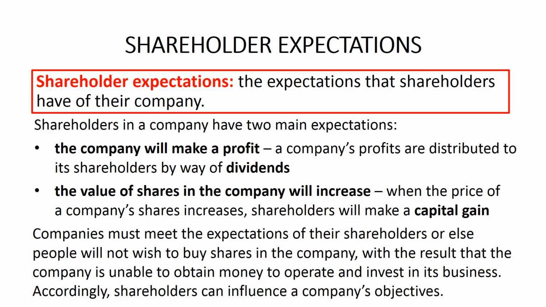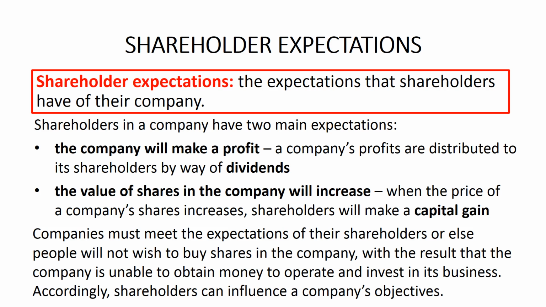It's important for companies to meet the expectations of their shareholders, and this is because one important source of money for companies is the money that shareholders pay to buy shares in the company. If shareholders are dissatisfied with a company, they won't buy shares in the company, and that company won't be able to raise money from the sale of shares in it. And this in turn might mean that the company is unable to obtain the money that it requires to operate and invest in its business.